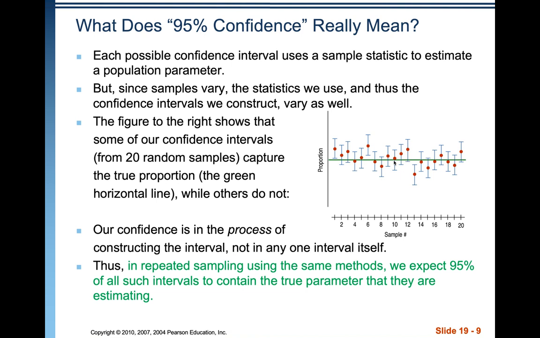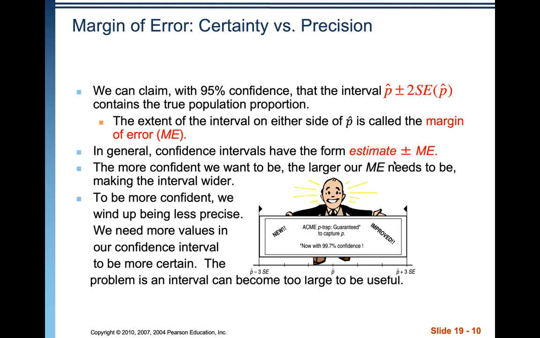Anytime somebody's asking you to explain what 95% confidence means, they're asking you to say, okay, in repeated sampling, what happens? If they ask you to interpret a particular interval, that's something else. Our confidence is in the process of constructing the interval, not in any one interval itself. Thus, in repeated sampling using the same methods, we expect 95% of all such intervals to contain the true parameter that we are estimating.